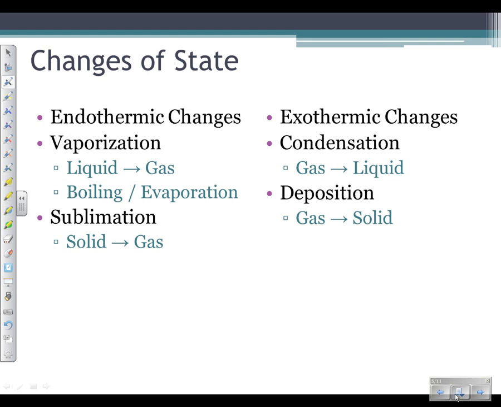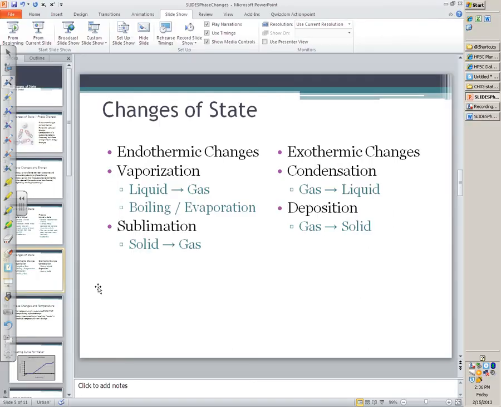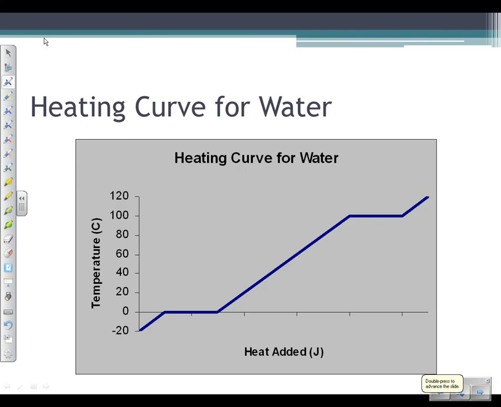Next, let's talk about the next picture that shows up on your outline, which is the heating curve for water. You guys did something similar to this yesterday, but yours wasn't a heating curve. What was it? A cooling curve. So what does it look like? It's like flipped over, right? It starts high and goes low as opposed to starting low and going high.